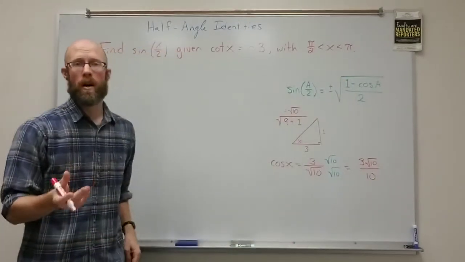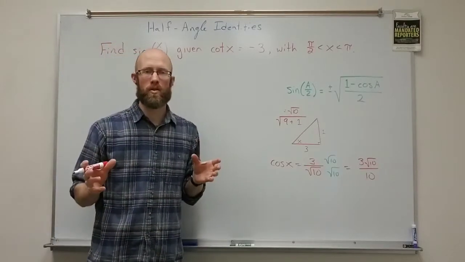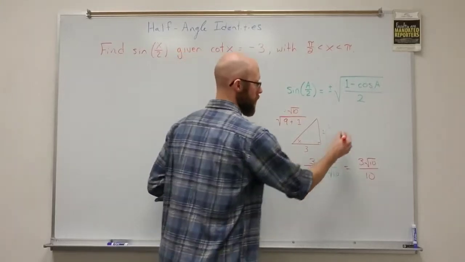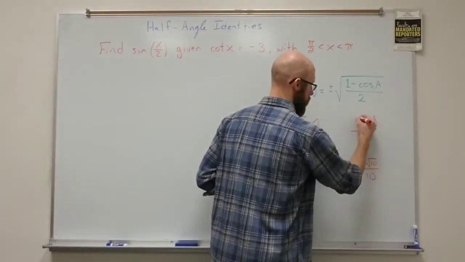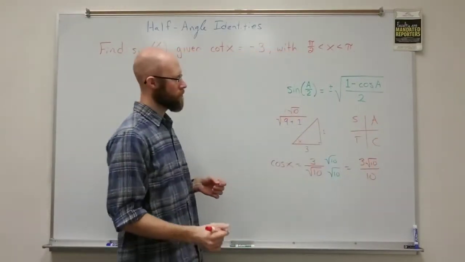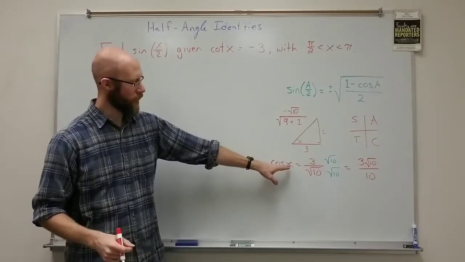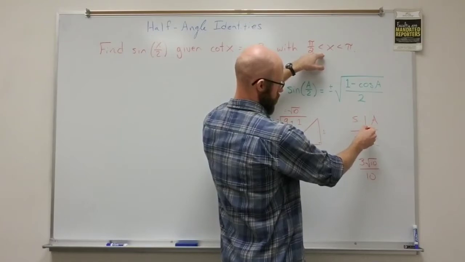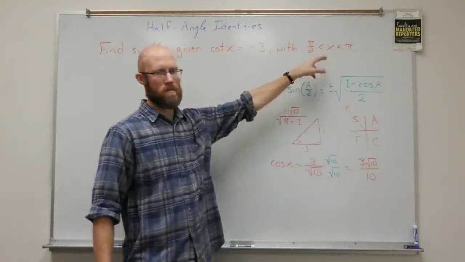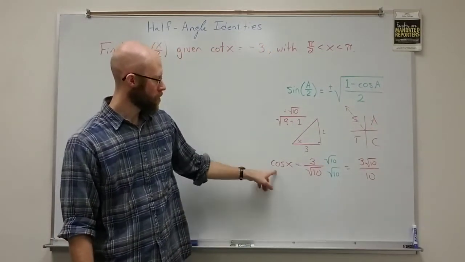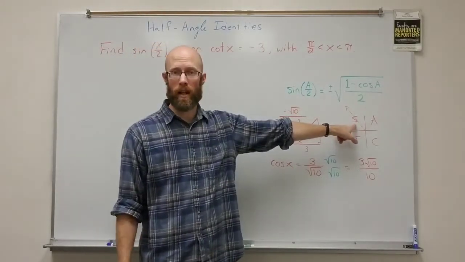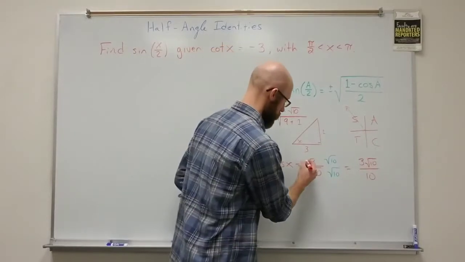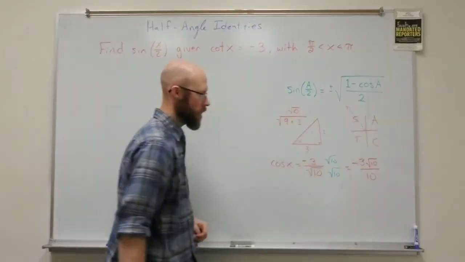Of course, there's one other thing to consider. Always need to consider this. It's an easy thing to overlook. And that is our ASTC diagram. The angle x, we know, is going to be in this second quadrant somewhere. The cosine in the second quadrant is negative. Cosine is only positive in quadrants 1 and 4. So I should add a negative to that value.